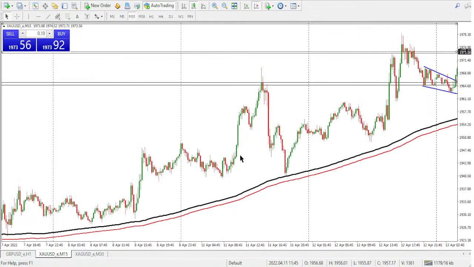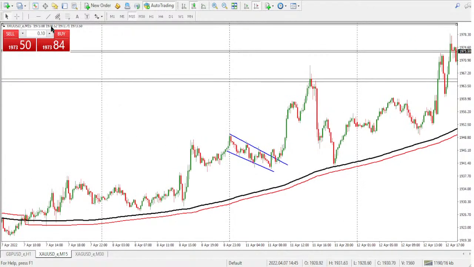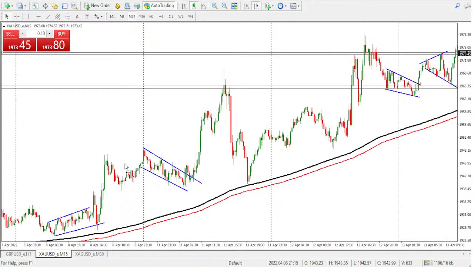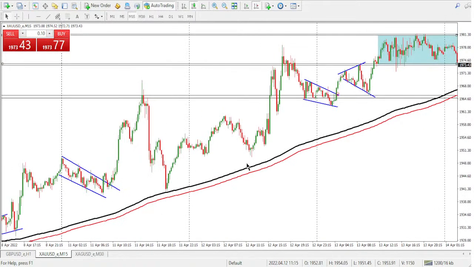The next chart, the next shape which I'm looking at is this one there, and then you also have that one. Then we have another one there, then we have another one there. So those are just some of the few shapes which I'm looking at on this chart.